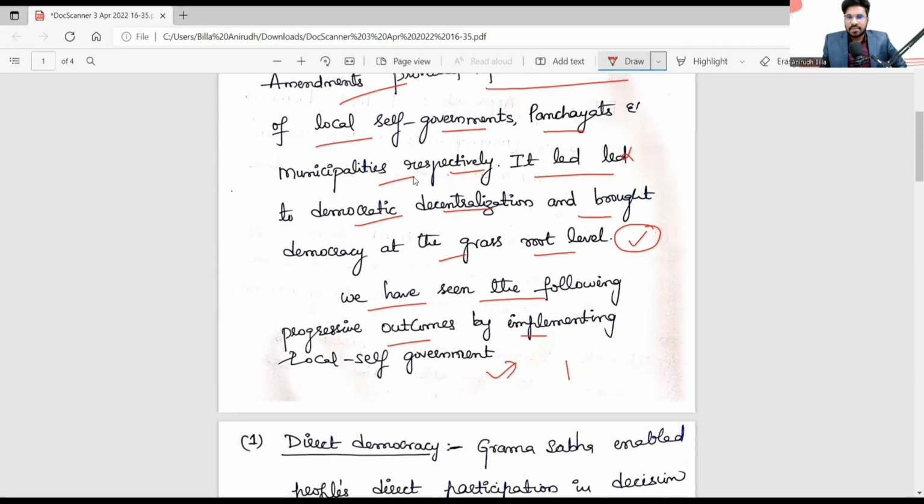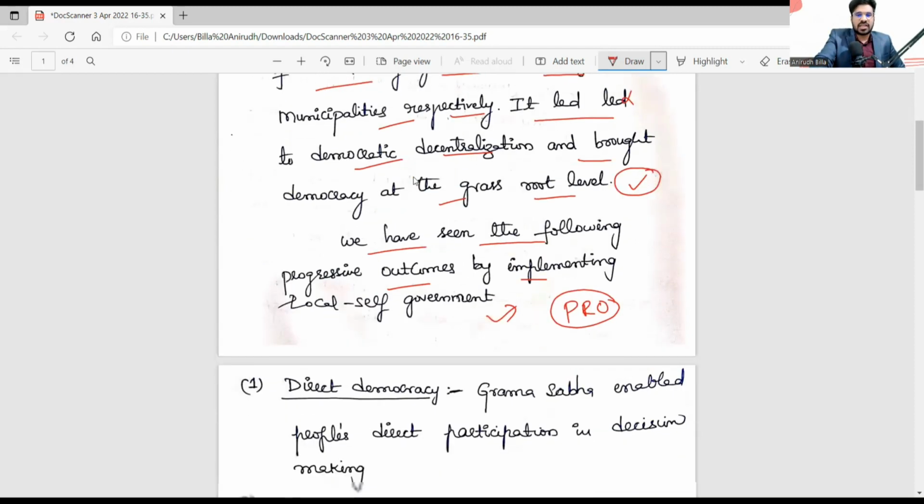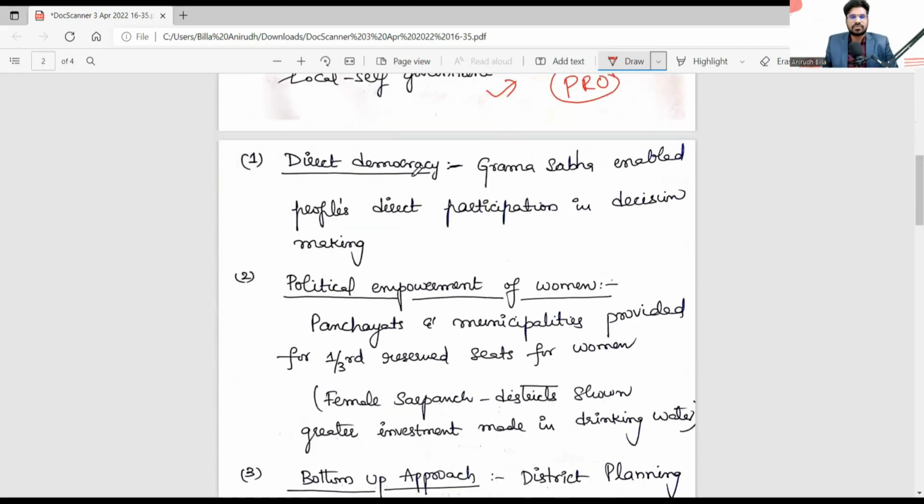So in this question, I'm writing pros first, then cons. You can write it in reverse also. You can write cons first, then finish it with the pros, such that you can tell that it is this much effective. Now let us see the pros here. I'll explain each and every pro.